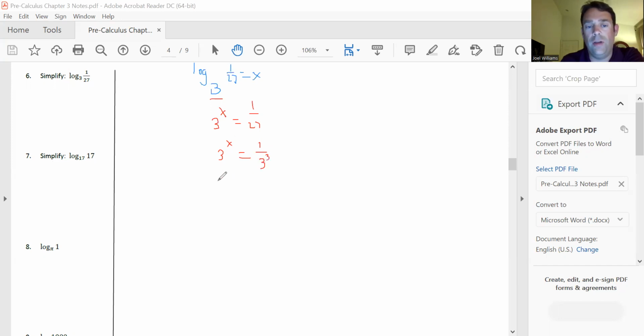And then to get it out of the denominator, I make it equal to a negative value. So instead of 3 to the third, that can become 3 to the negative third. That means x equals negative 3.